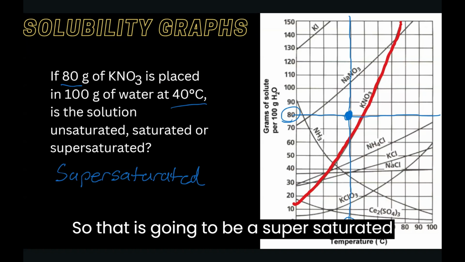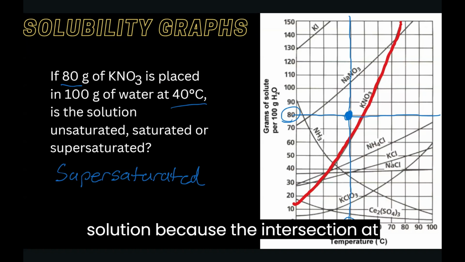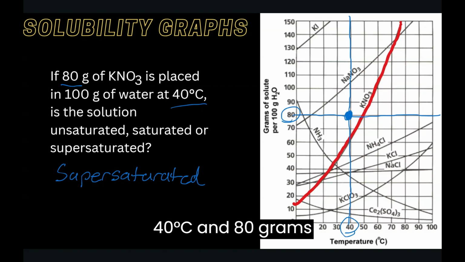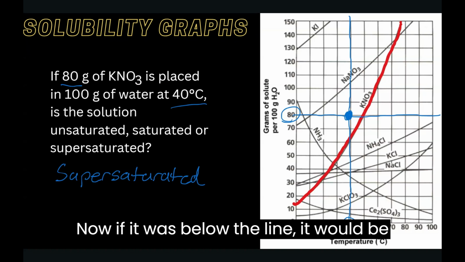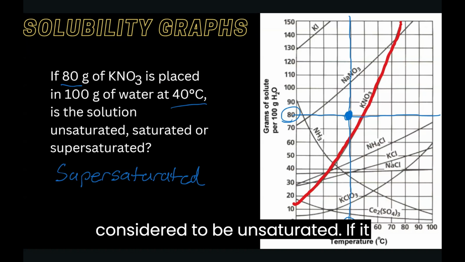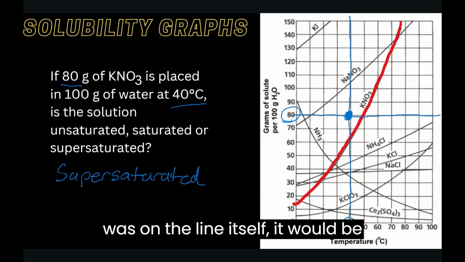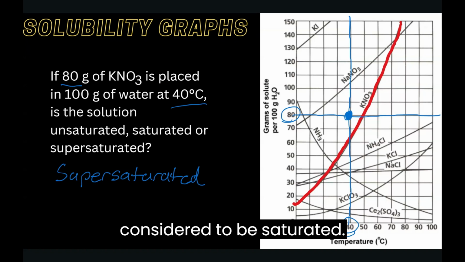So that is going to be a supersaturated solution because the intersection at 40 degrees Celsius and 80 grams is above the line. Now, if it was below the line, it would be considered unsaturated. If it was on the line itself, it would be considered saturated.